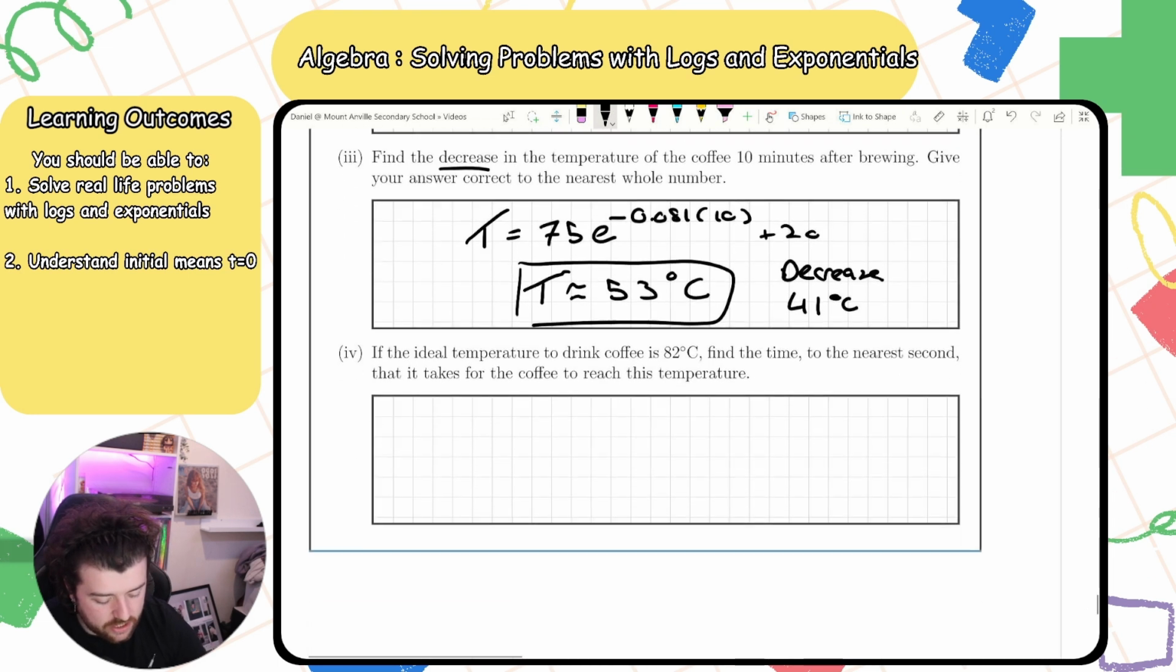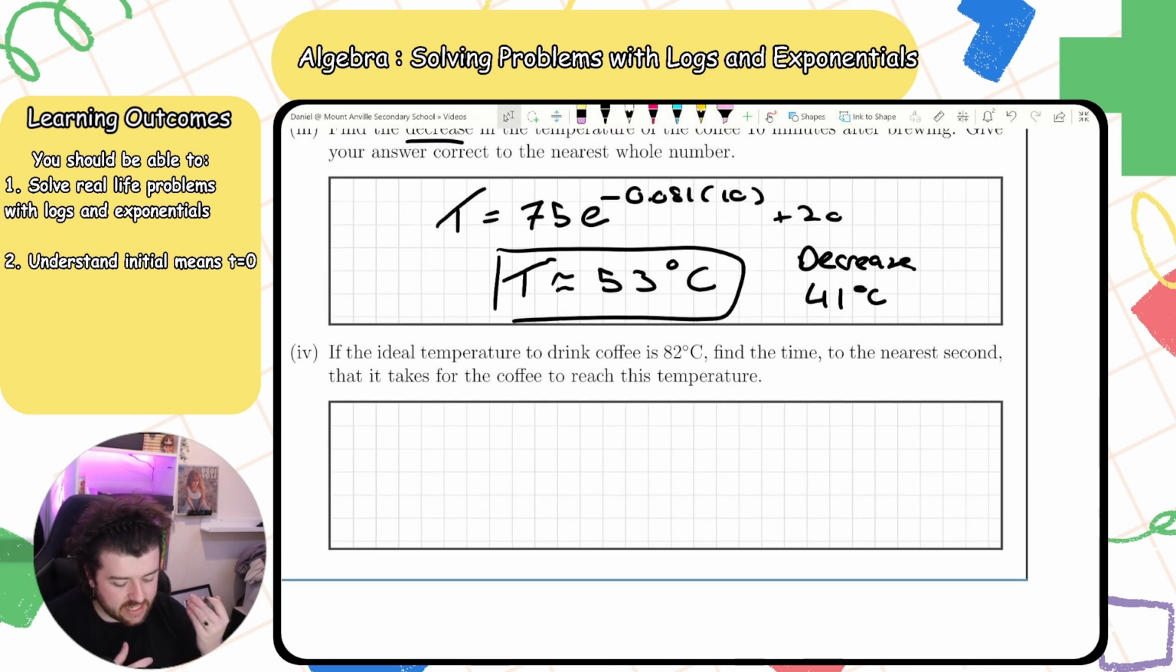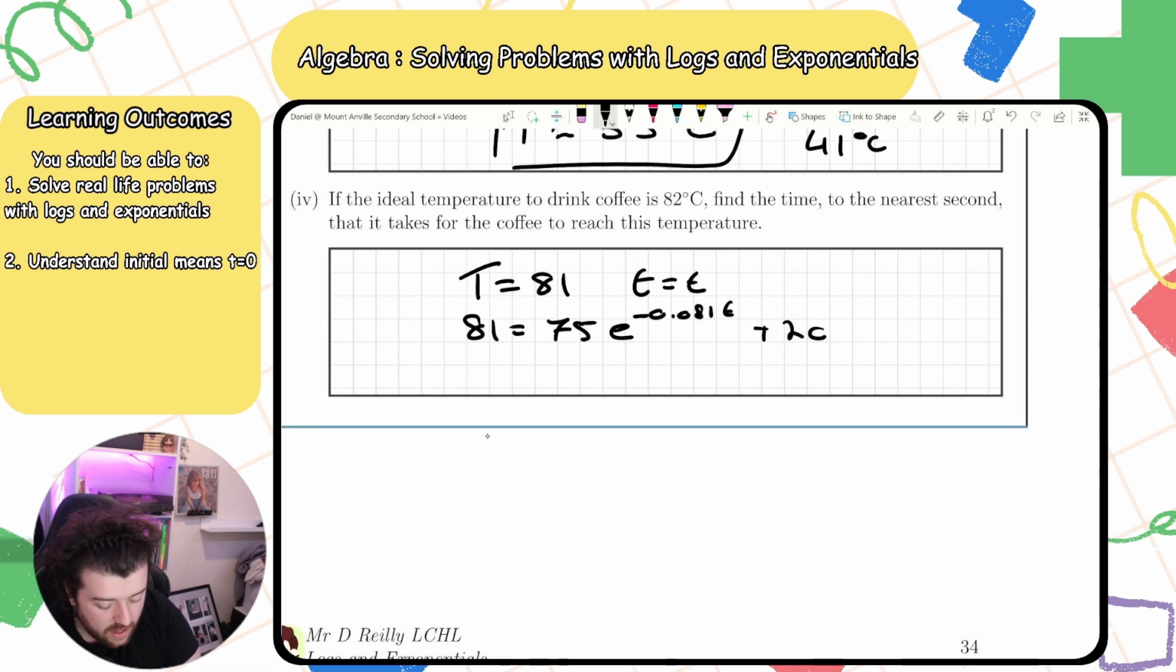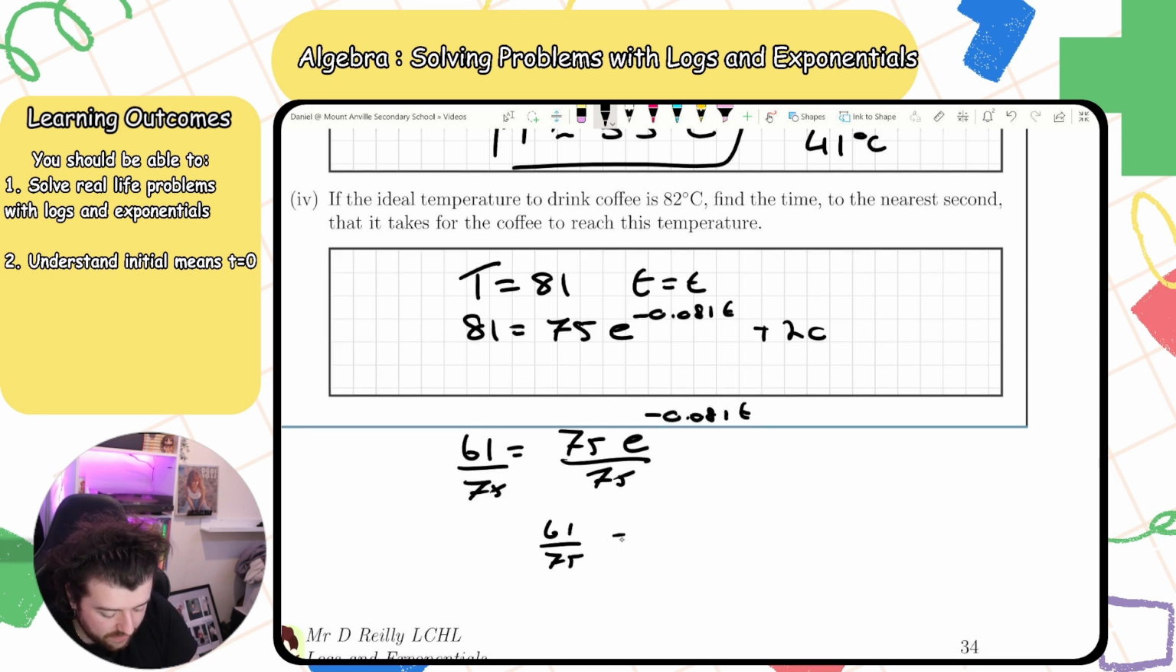The ideal temperature to drink coffee is 82 degrees. Find the time to the nearest second that it takes for the coffee to reach this temperature. So T here is going to equal 81. We're looking for time, so let's sub everything in. 81 equals 75 e to the power of minus 0.081 t plus 20. I need to get this exponential on its own, so bring the 20 over and subtract it. I get 61 equals 75 e to the power of minus 0.081 t. Divide both sides by 75. I get 61 over 75 equals e to the power of minus 0.081 t.